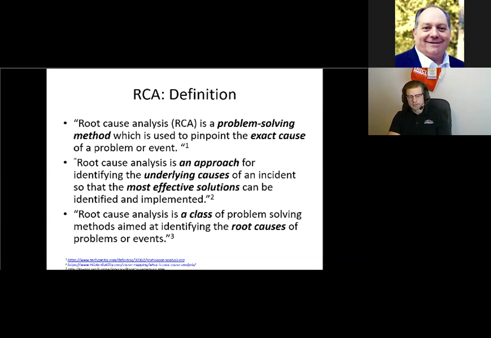So the first one says, in singular, it's a problem-solving method. And this is my personal opinion: no, it's not. Root cause analysis doesn't solve anything at all. It solves absolutely nothing. And if you try to solve things with root cause analysis, you're cheating yourself out of how powerful root cause analysis and other operations that you do afterwards can be.